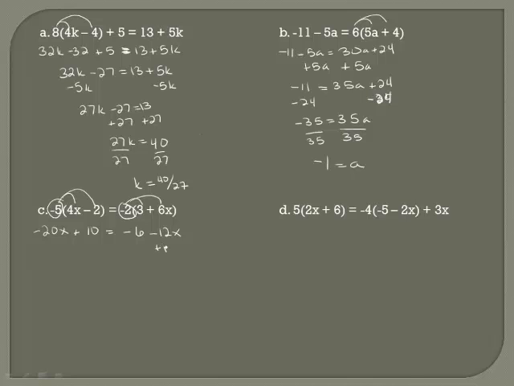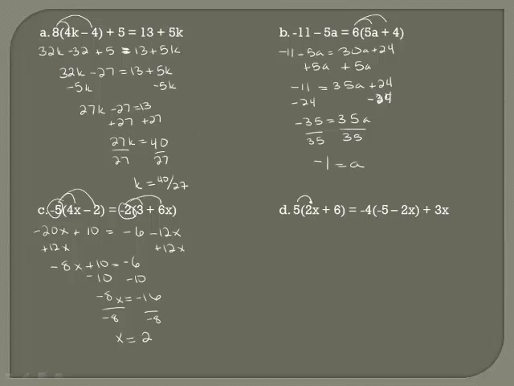I'm going to go ahead and add 12x to both sides. Negative 8x plus 10 is equal to negative 6. Subtract 10 from both sides. Negative 8x is equal to negative 16. And then divide by negative 8 to get that x is equal to 2.